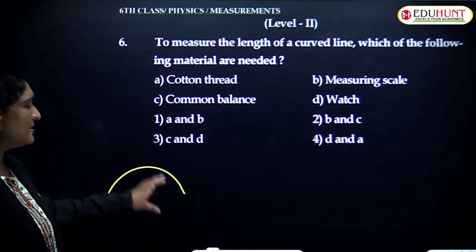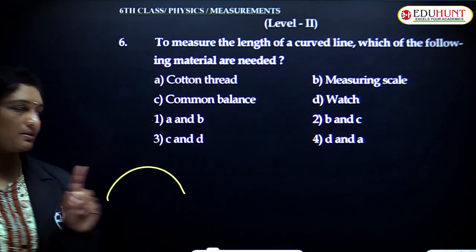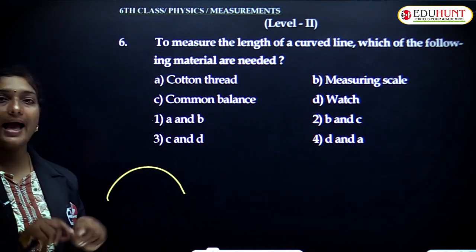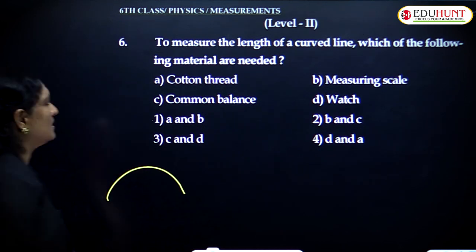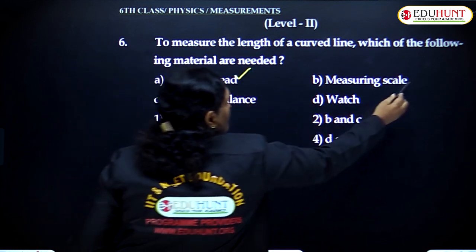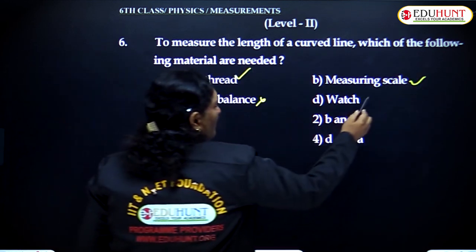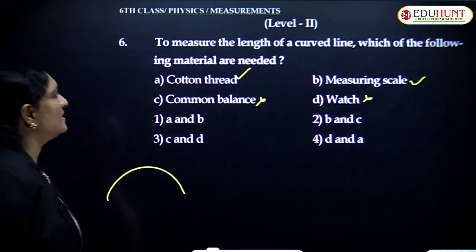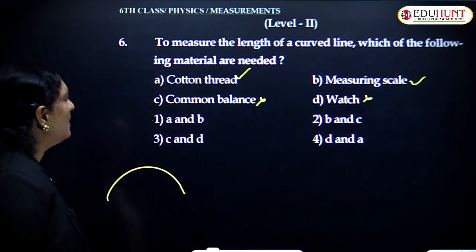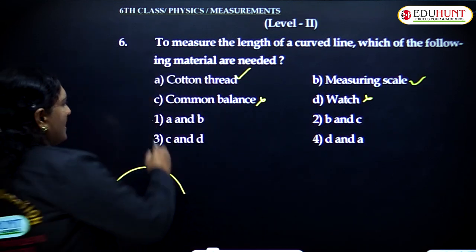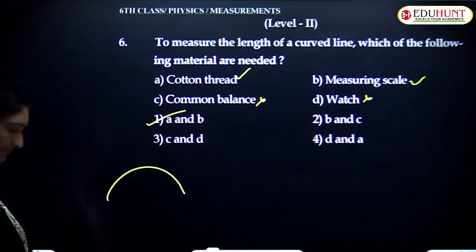So, in order to measure a curved line, you require 2 things. One is the cotton thread as well as the meter scale. So, there is no requirement of any common balance or watch over here. So, what are the things required? A and B. So, your answer would be first option.